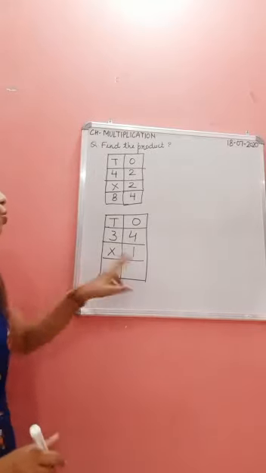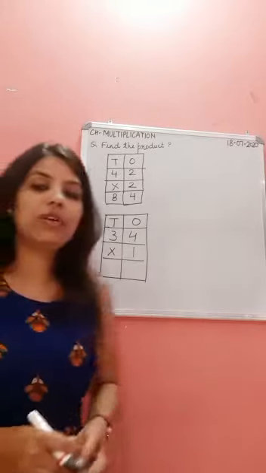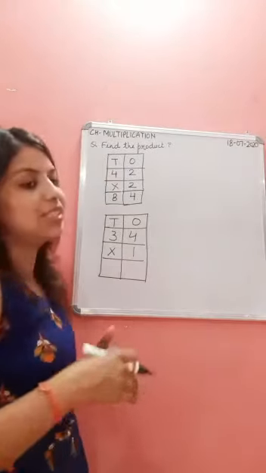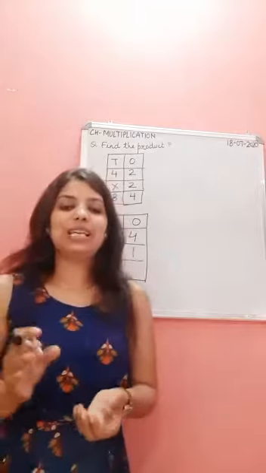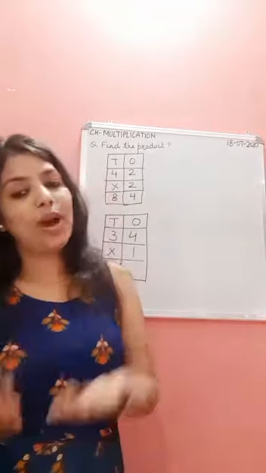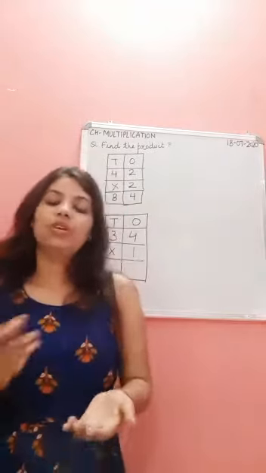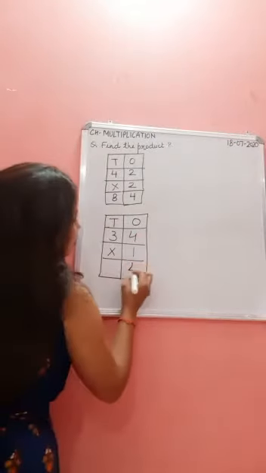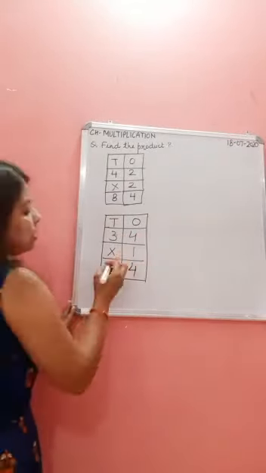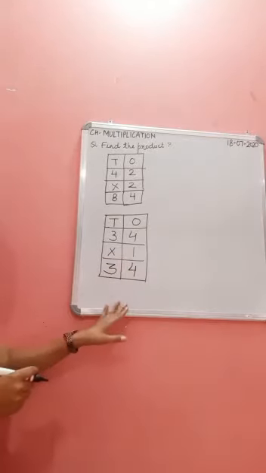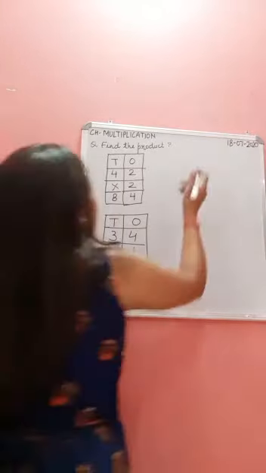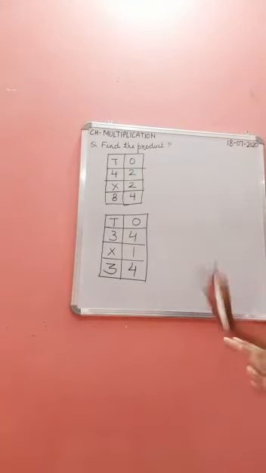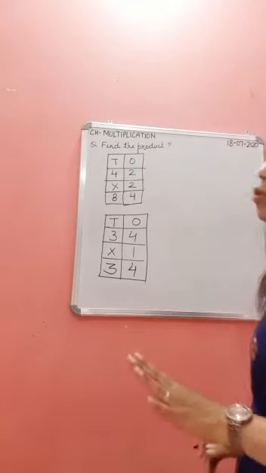So 1 4 is... 1 1 is 1. Look, the table of ones, that means the table of 1, whatever number you say it with, the answer will be the same. 1 1 is 1, 1 2s are 2, 1 3s are 3, 1 4s are 4. So 1 4s are 4, and 1 3s are 3. So this is your answer. Now I'm not going to make a box again and again. This is an example you have to follow when you do sums in your notebook.